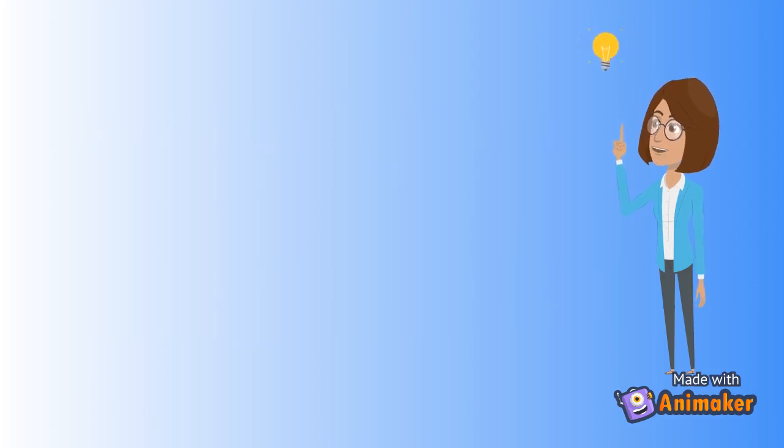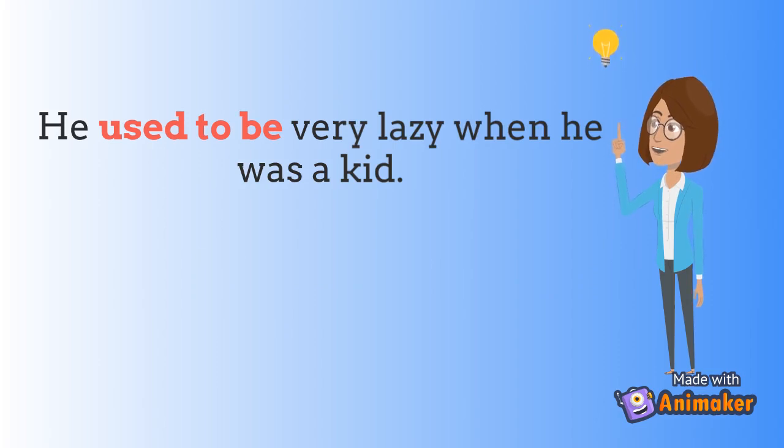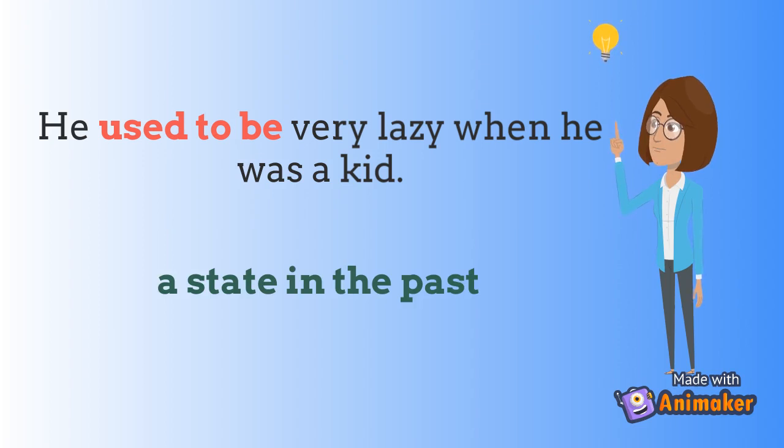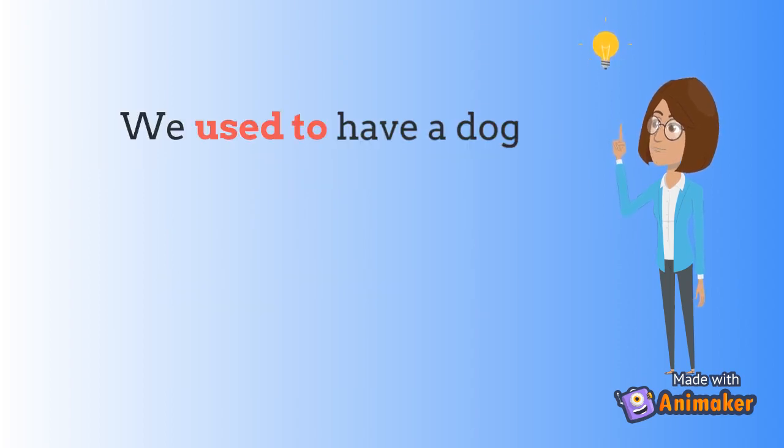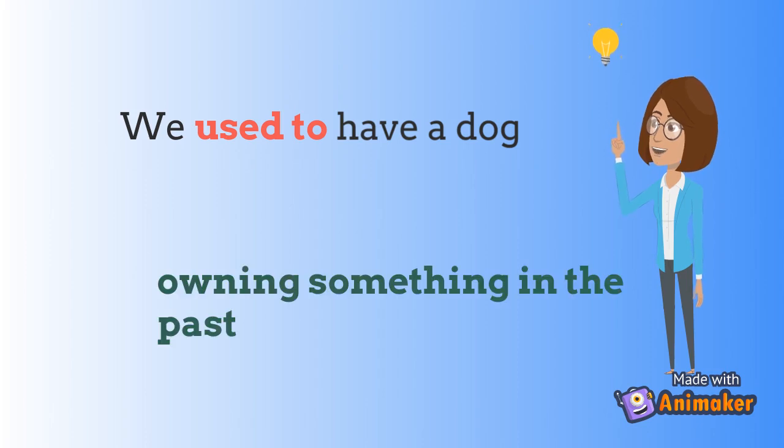This one right here. He used to be very lazy when he was a kid. Here it means a state in the past. Finally, we used to have a dog. Here it indicates owning something in the past.